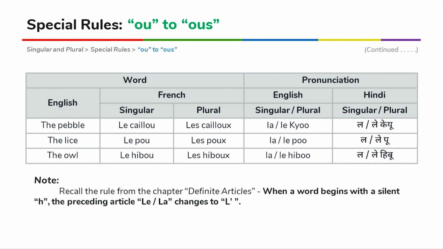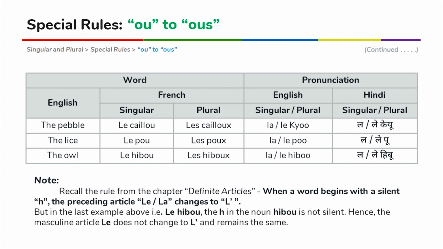Recall the rule. When a word begins with a silent H, the preceding article NE or NA changes to N apostrophe. But in the example, le hibou, the H in the noun hibou is not silent. Hence, the masculine article le does not change to N apostrophe and remains the same.